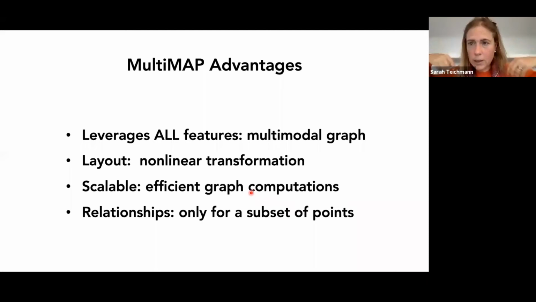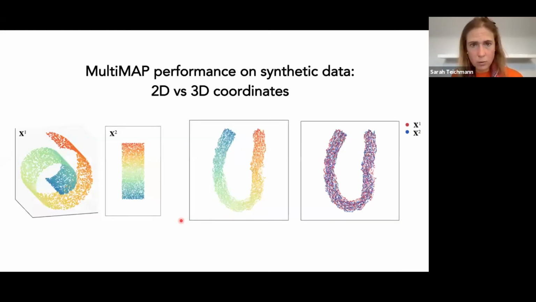So in ATAC sequencing, if you have 100,000 peaks, it will take all 100,000 peaks, and it will take all 20,000 genes, and it will consider the links between the peaks and the genes, but it will also consider the additional peaks that don't have a promoter gene counterpart. So I hope that's clear. It allows a nonlinear transformation, so it doesn't assume linearity. It's scalable because it's an efficient graph computation, and it finds relationships basically between the points.